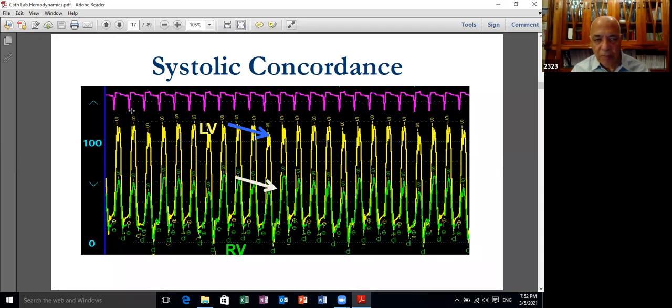This is a slow speed of the recording paper. And as you see here, as you take a deep breath, the left ventricular peak systolic pressure decreases, and in tandem, the right ventricular peak systolic pressure decreases at the same time. We explained that before, but this is a phenomenon which is very, very specific, very, very sensitive for the differentiation between constrictive pericarditis and restrictive cardiomyopathy. And obviously, everyone knows the importance of this differentiation.